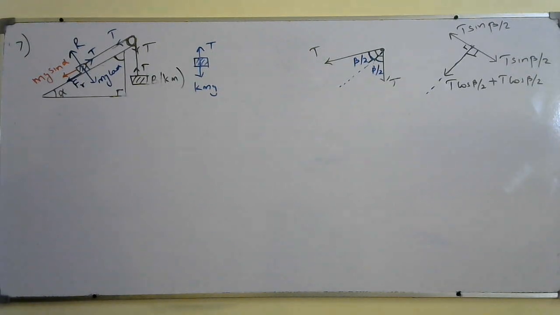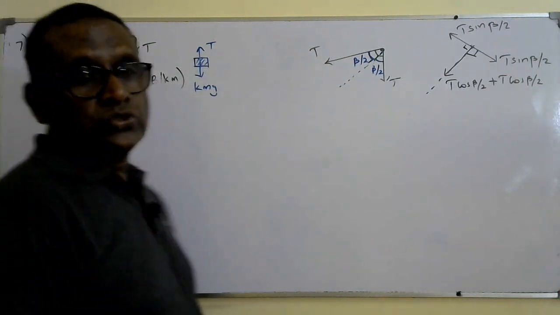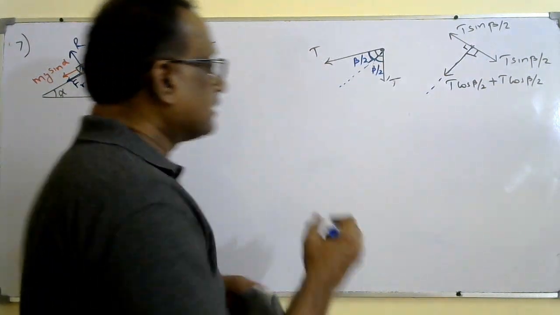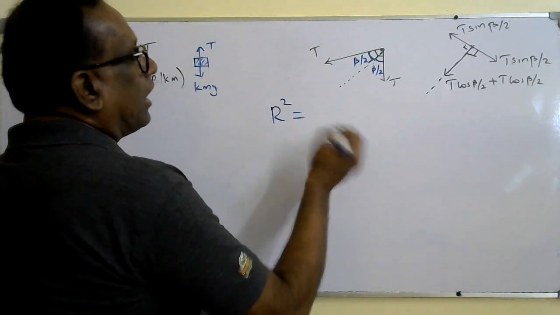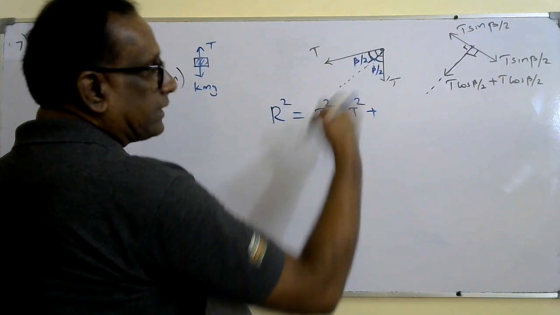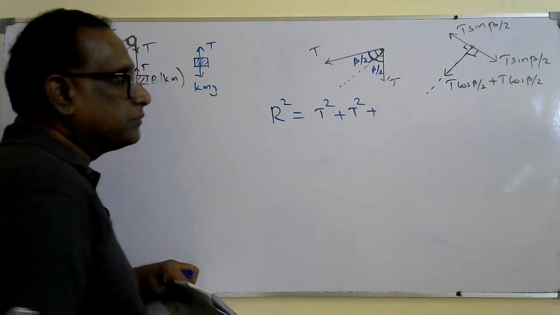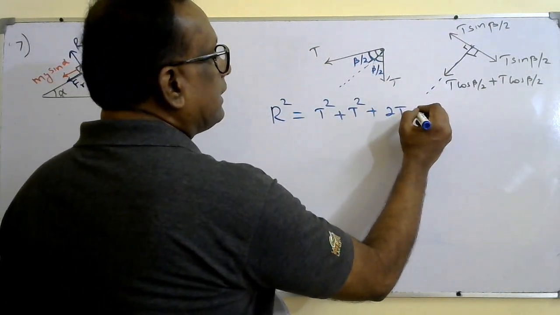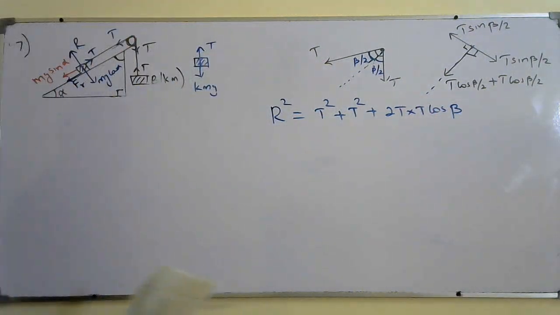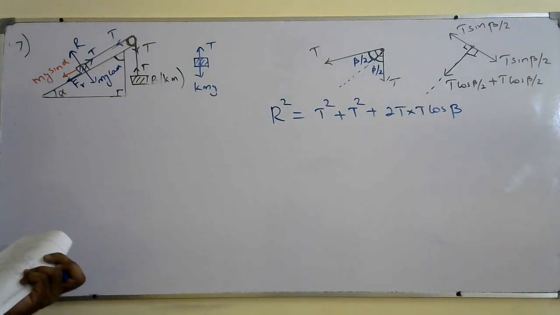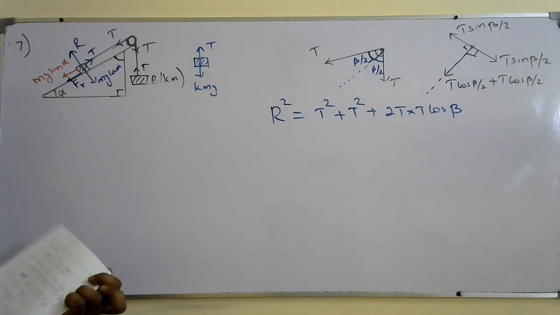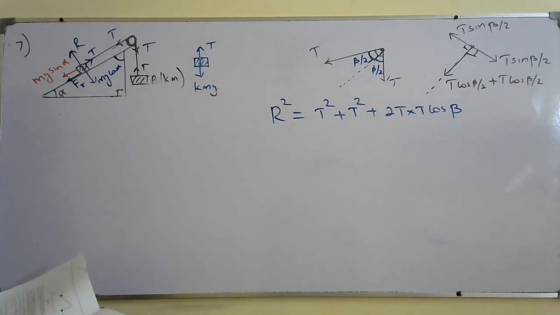The third method, if you like, is to use the cosine rule. You'll get the same answer. The resultant force R squared is equal to T squared plus T squared plus 2T into T cos beta, because it's an acute angle. If it is an acute angle, you have to use the plus here. Solve it and you will get the same answer.